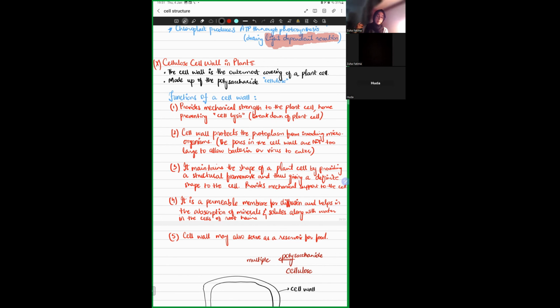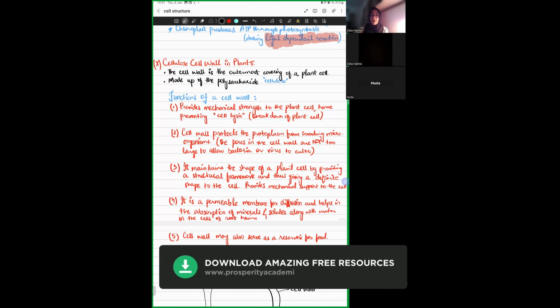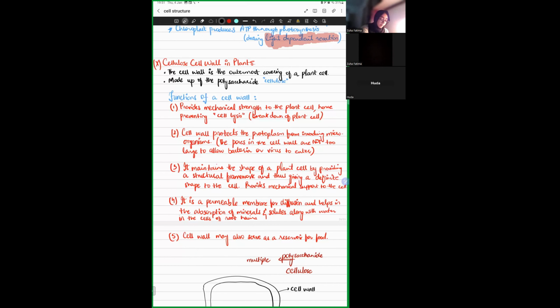Moving forward, the cellulose cell wall we know is permeable, and in the root hair cells specifically, जो हमारे पास root hair cells होते हैं, which are responsible for the absorption of mineral ions and water from soil, these particles can be easily diffused and absorbed through the small pores in the cell wall. So it is basically facilitating the diffusion, the uptake of water and mineral salts in the root hair cells. So I'll just read it through. It is a permeable membrane for diffusion and helps in the absorption of minerals and solutes along with water in the cells of root hairs.